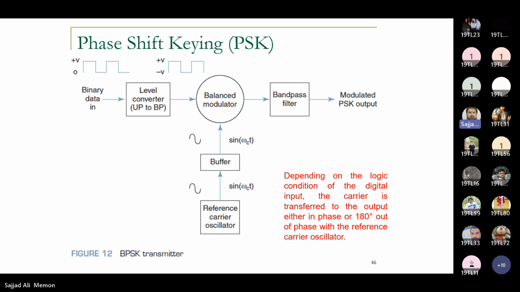So this one is the BPSK transmitter, where you can see we have the binary data input. Then we have the level converter from unipolar to bipolar. Then we have the balanced modulator that takes sin omega c t as a reference oscillator. And then we have the band pass filter, and then we have the modulated PSK output. Depending on the logic condition of the digital input, the carrier is transferred to the output either in phase or 180 degrees out of phase with the reference carrier oscillator.